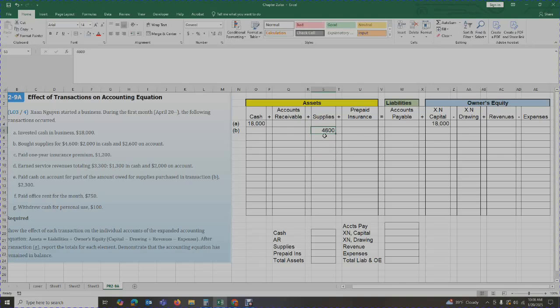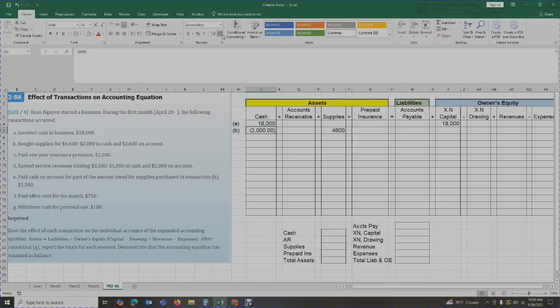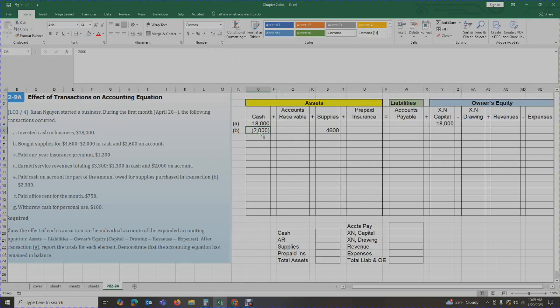Now my next question is, how did I pay for those supplies? Well, it says here I paid $2,000 in cash. So when you pay in cash, do you have more or less cash? I don't know about you, but when I pay something with cash, my cash decreases. So I'm going to have a decrease to my cash balance of $2,000 because I did pay $2,000 cash for those supplies. That takes care of $2,000. What about the rest? The rest says I paid $2,600 on account.